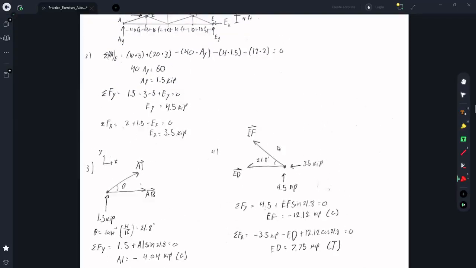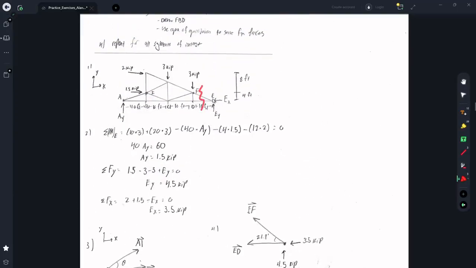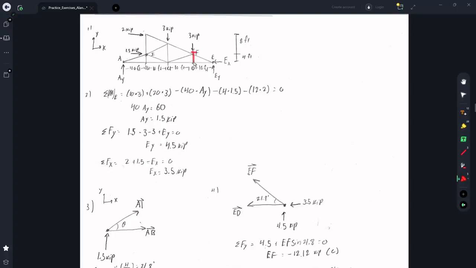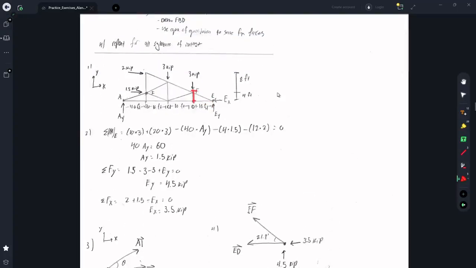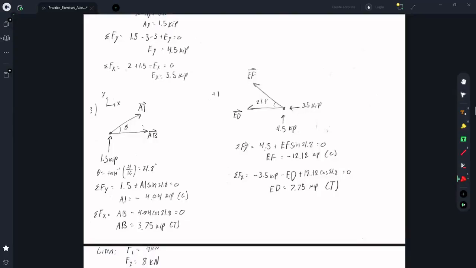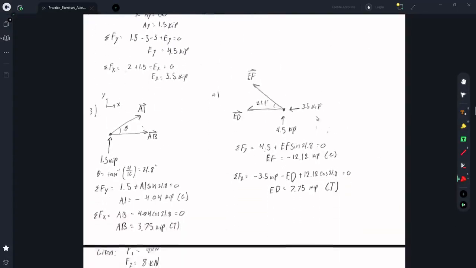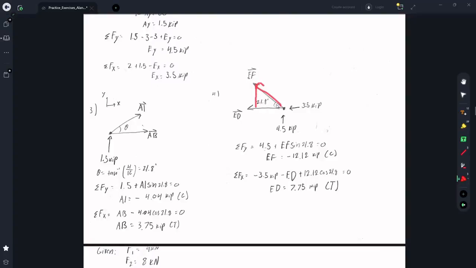So to get EF and ED, you do the same thing. I just cut the truss right here so that I can model point E as a particle, essentially, with EF and ED coming out as forces. These dimensions are exactly the same, so the angle is exactly the same here, 21.8 degrees. I did the same thing. I summed the forces in the y direction, 4.5, the support from E, and this component of EF, which you can get from EF times sine 21.8. So adding those together, I got EF was equal to negative 12.12 kilopounds, and since it's negative, it's in compression.